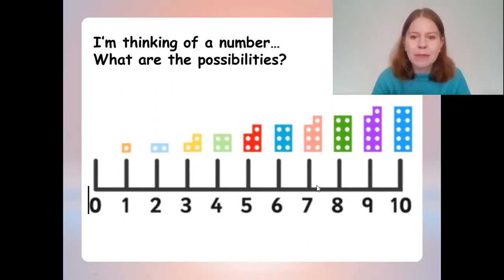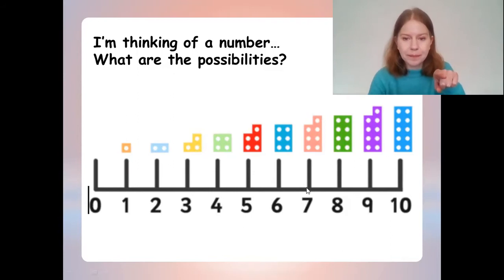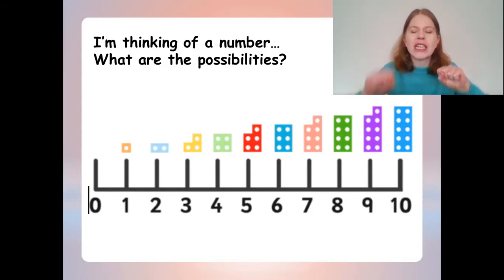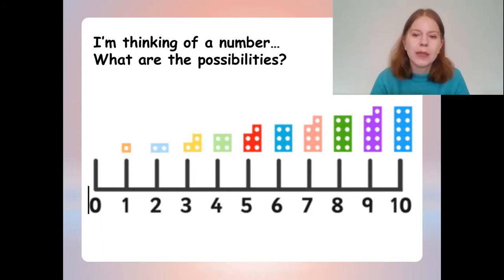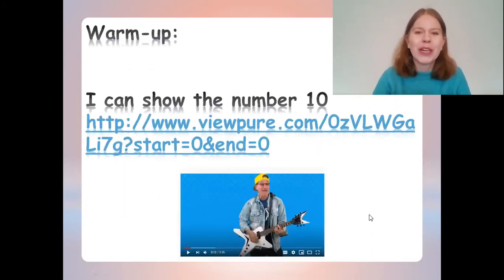I'm going to do that again. I am thinking of a number which is more than 7. Can we all point at 7? More than 7. And I'm thinking of a number which is less than 10. So what are all the possibilities? So my number is more than 7 and less than 10. What numbers could I be thinking of? What are the possibilities? Look at the number line. Which numbers are in between 7 and 10? It's 8 and 9. Well done.